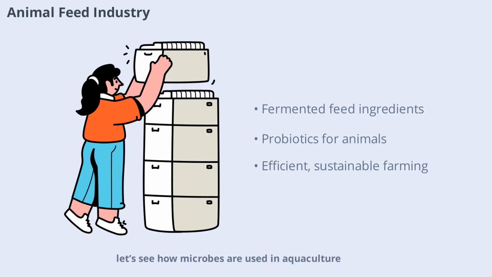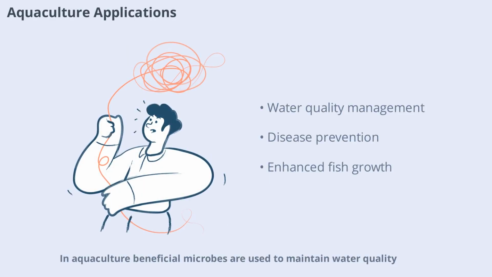Now, let's see how microbes are used in aquaculture. In aquaculture, beneficial microbes are used to maintain water quality, prevent disease, and enhance the growth of fish and shellfish. Probiotics and biofloc technology are improving the sustainability and productivity of fish farms. Microbiology is essential for the health and success of modern aquaculture operations.